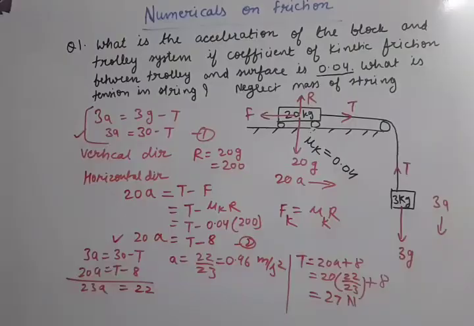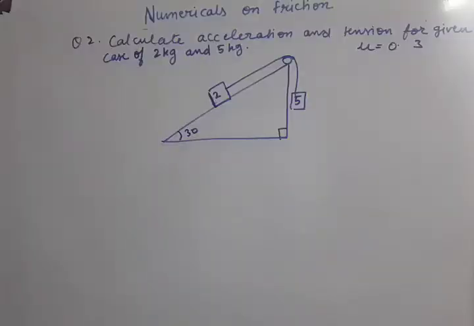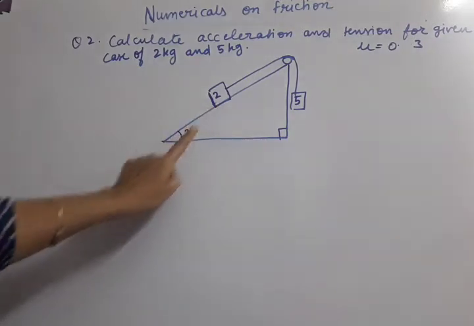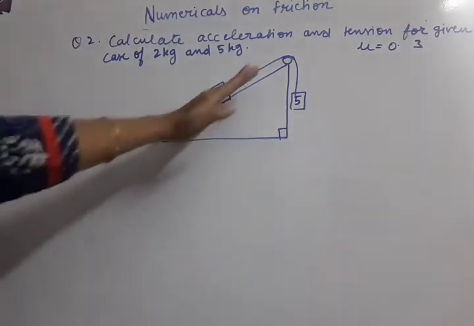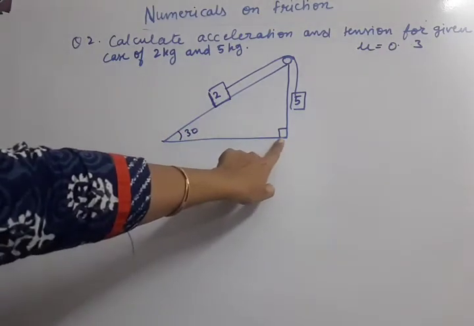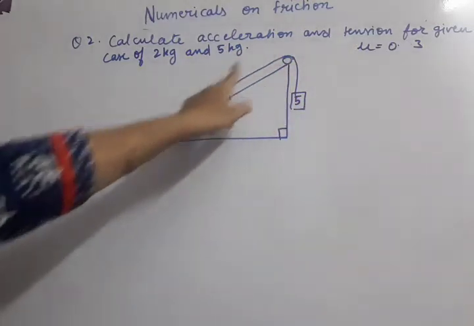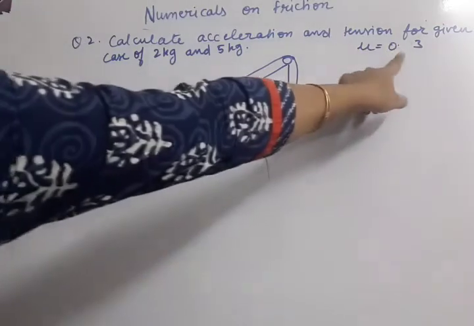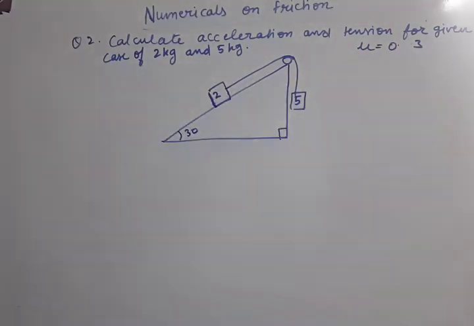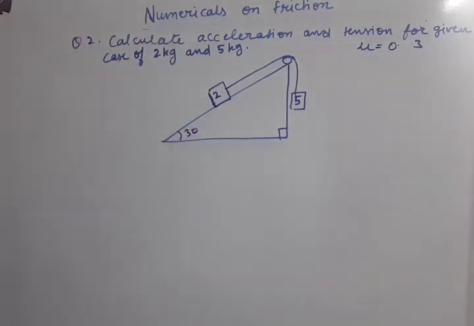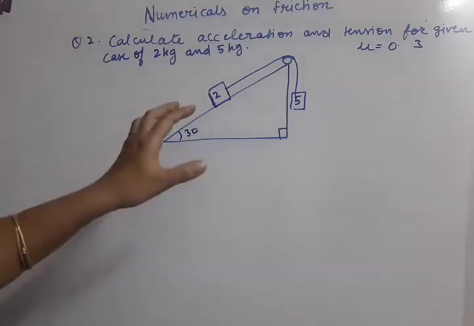In question number 2, we are given a question on an inclined plane. The angle of this plane with respect to the horizontal is given as 30 degrees, and here 90 degrees is shown. There are two masses, 2 and 5 kg, connected with a string. Mu is given as 0.3. Mu means the coefficient of friction is given now, which means we have to use friction also in this question. What will we do now? First of all, we will show all the forces one by one.